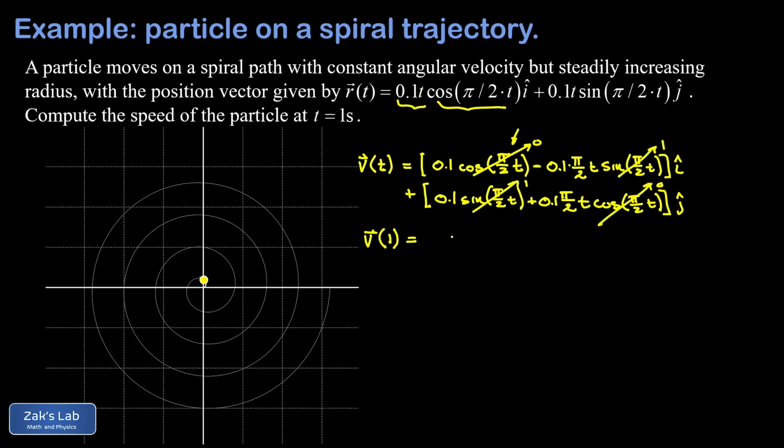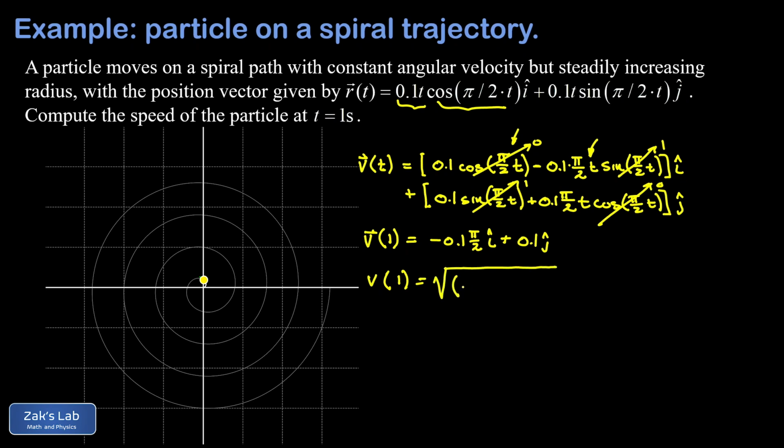So making all those replacements, I just get negative 0.1 times pi over 2, also replacing the t with a 1 right there. That's our coefficient of i hat. And then the only survivor in the j hat term is just a 0.1, so I have 0.1 j hat. Now my intention when I wrote this problem was to just get a decimal approximation on the speed. So we aren't going to worry about any algebraic manipulations here. I just need to apply the Pythagorean theorem.